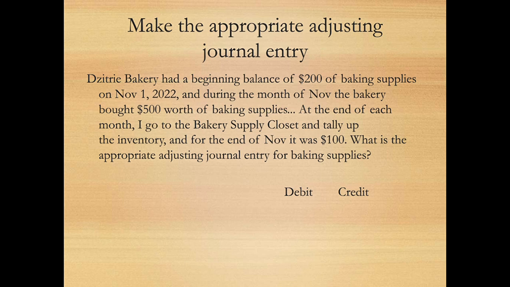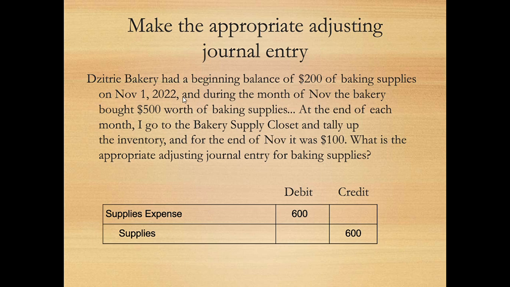So as we saw with all of these, we always debited the expense. And in this case, we have to figure out what we are going to credit. We're going to bring down the value of baking supplies. Because remember, baking supplies right now show $700. But on November 30th, it's not at $700. It's at $100. So I would have to debit and credit how much? $600, because that's what was used, correct?